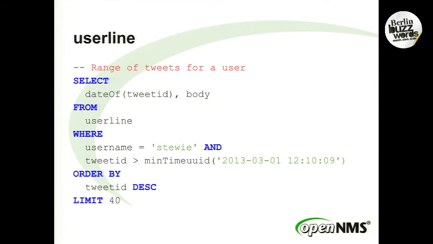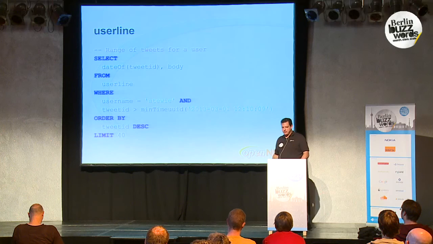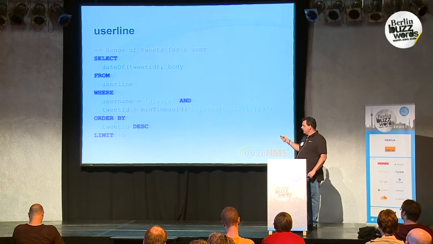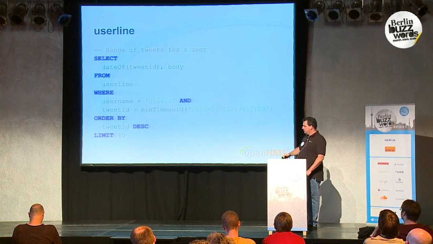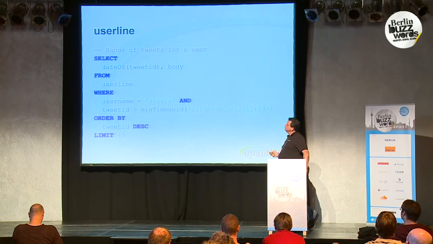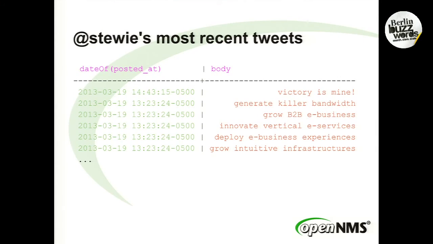This min-time UUID function is there because the time UUID has sub-second resolution, and we've given a timestamp that is in seconds. So this just says, pick the floor, the lowest possible time UUID for that timestamp. Finally, we order by the tweet ID, the time UUID, descending, so that we get them in reverse sorted order, limited to 40 because that's what we show on the page. The result from a query like that would look something like this, which should be sufficient, at least in the minimal sense, to create the page with all of Stewie's tweets.